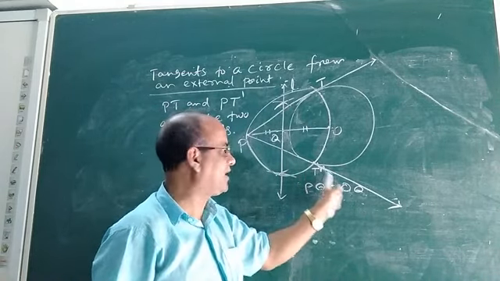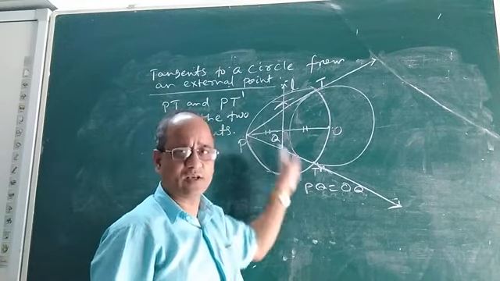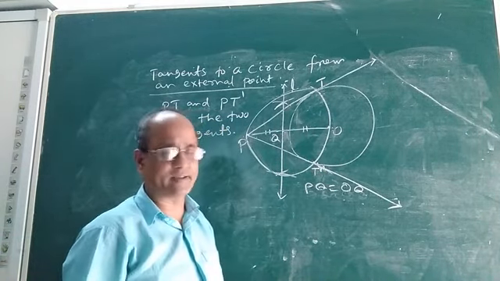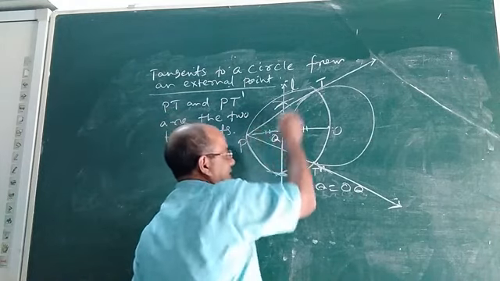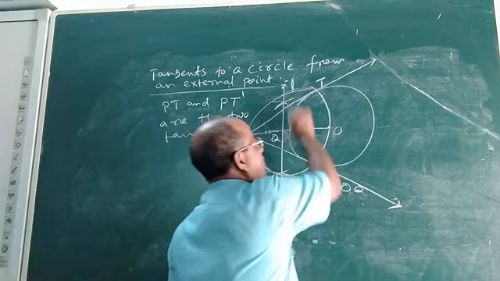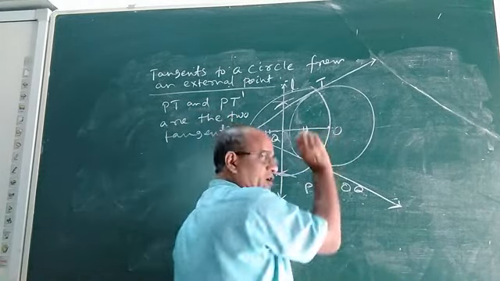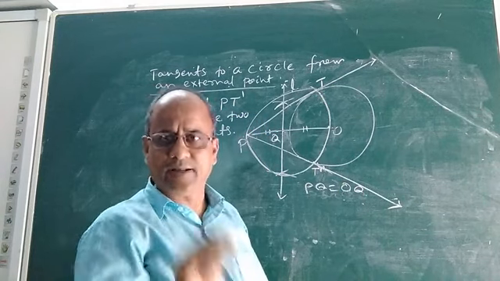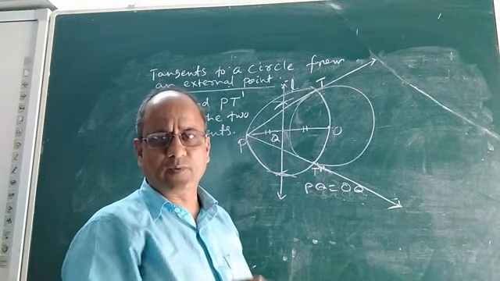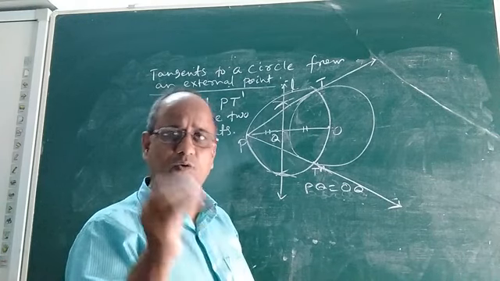This line PT dash also touches the circle in exactly how many points? One point, that is T dash. So no doubt PT dash is also a tangent. Thus we say that PT and PT dash are the two required tangents drawn to the circle when its center is given. So in this way, children, you can easily construct a pair of tangents to a circle whose center is given.